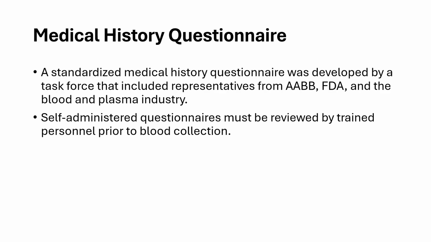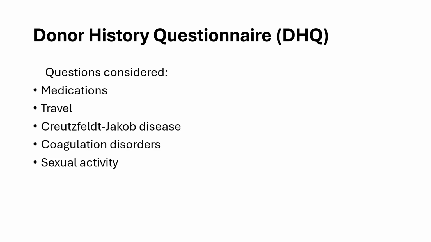We also need to make sure a medical history questionnaire is filled out. A standardized medical history questionnaire was developed by a task force that included representatives from the AABB, FDA, and the blood and plasma industries. These are self-administered questionnaires that the donors fill out, and these must be reviewed by trained personnel prior to collecting the blood. The donor history questionnaire asks if they're on any medications, any recent travel, if they've had previous Creutzfeldt-Jakob disease, any coagulation disorders, and their sexual activity.